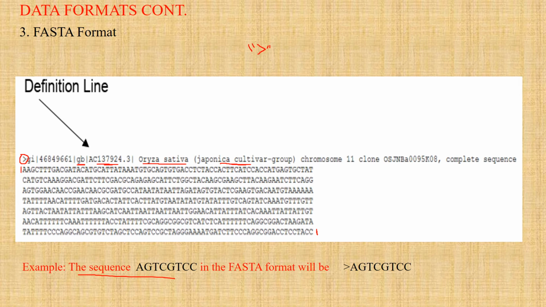That sequence is found on chromosome 11. Okay, that has been cloned onto that vector. That is, they tell you it is the complete sequence. So this is the complete sequence of Oryza sativa. Okay, voila. So that is it about the FASTA format.